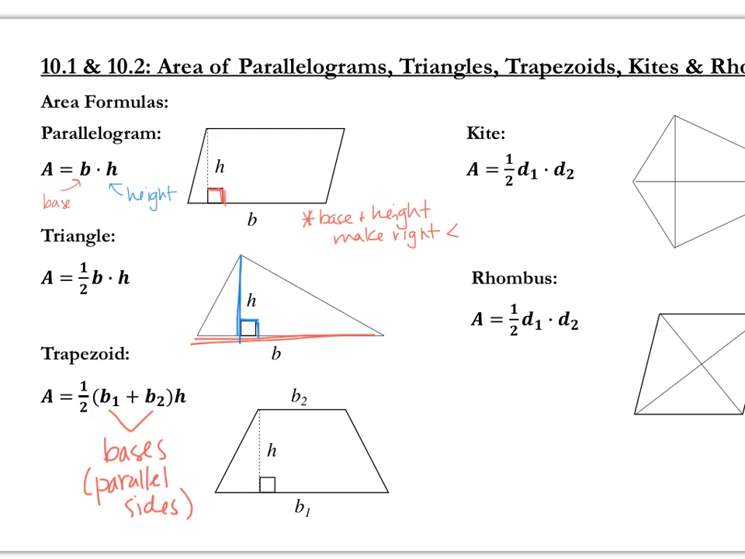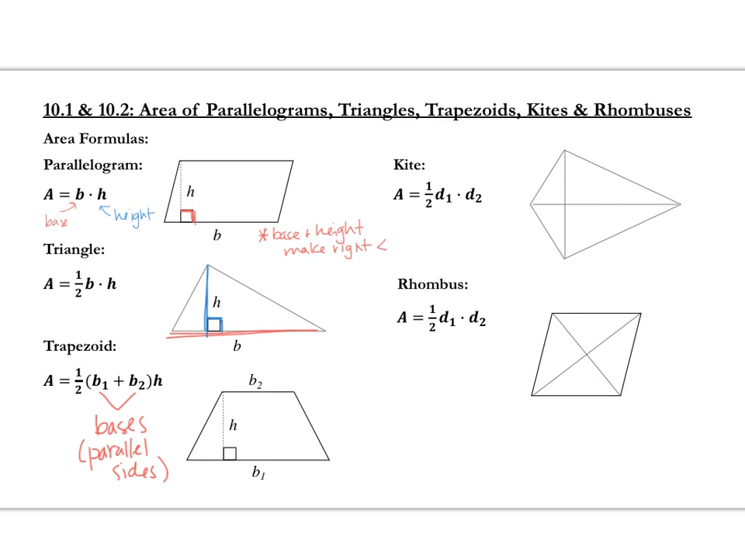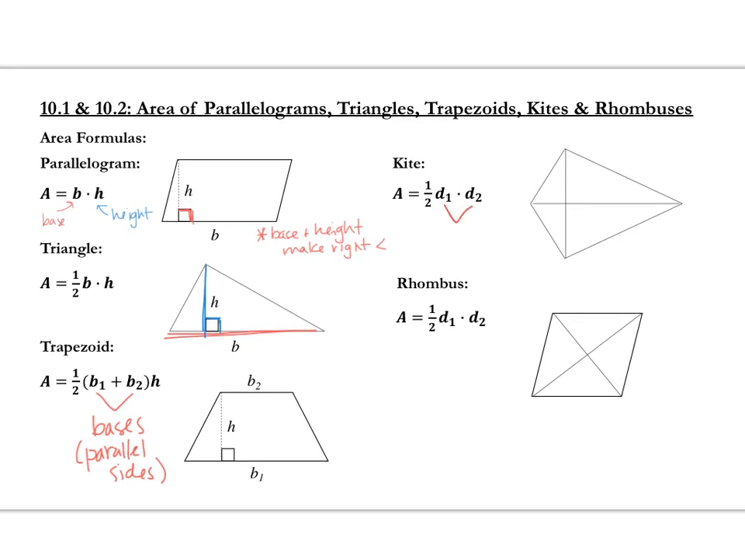And then the kite and the rhombus, if you look over on the right, have the same formula, but you really need to understand what that D means to the picture. So let me zoom back out here. The D in the formula means we're looking for the diagonals. And when we look for the diagonals, you need to use the whole diagonal. So to get the whole diagonal, you're going to have to add the parts together. Part plus part equals whole.